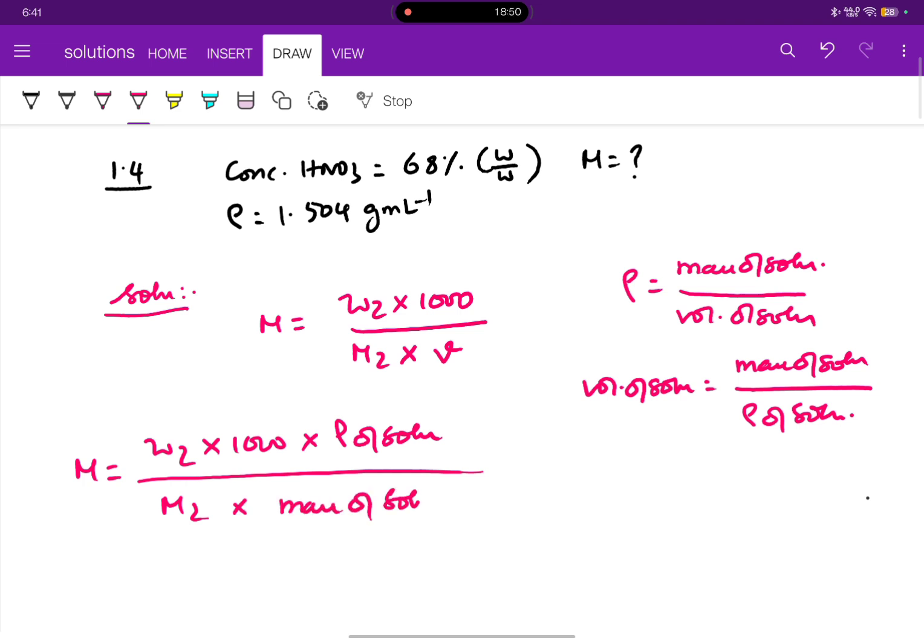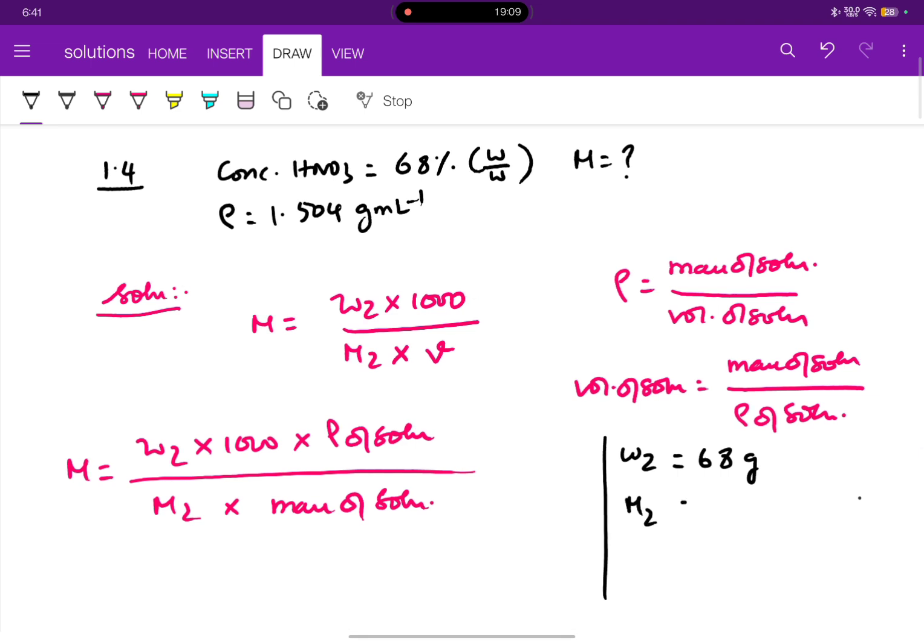Correct? Yes, sir. So I know all this. But what are the data that I should know? So write down the data. W2 is equal to 68 grams. Because they have given percentage, and since it asks for the concentration of HNO3, W2 is 68 grams. And the molar mass of nitric acid is 63 gram per mole. You can check it later, or even Google it. The molar mass of HNO3 is 63 gram per mole. Yes, sir. Okay, it may come as 63.012 or some such values.